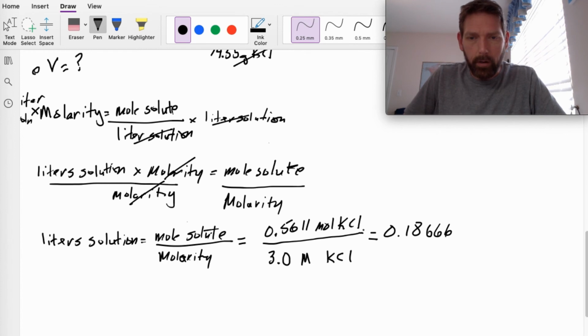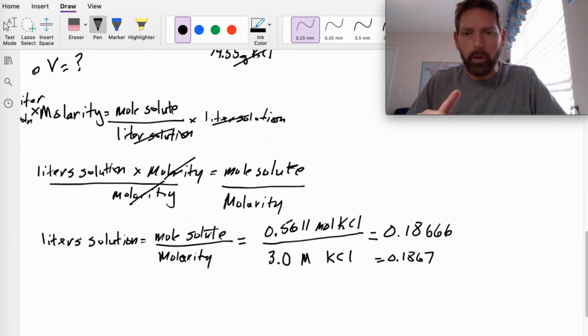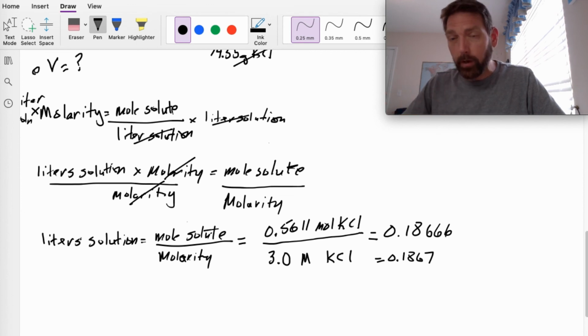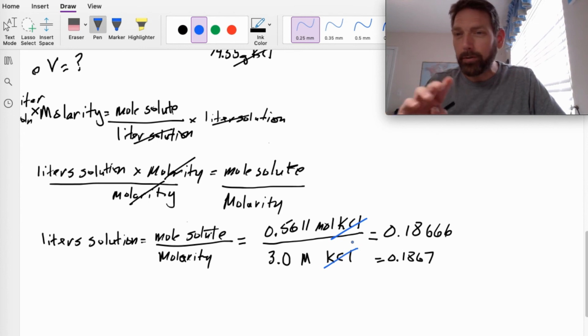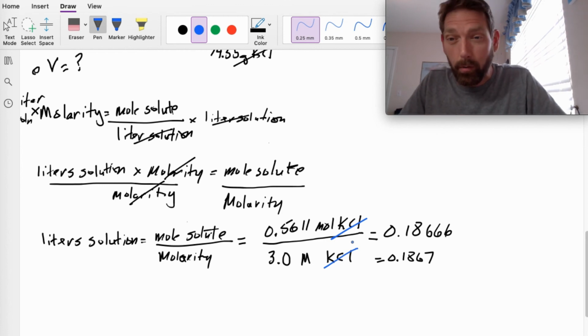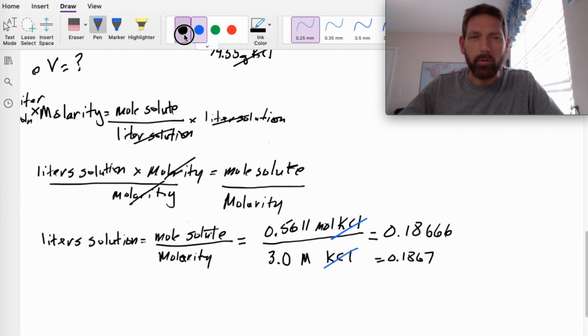And then of course, now this is going to give us 0.1867. There's our 4 sig figs. Now, liters of solution is what we're solving for. So when we're done, we need to have liters of solution. So you should be able to take a look at this and see that those 2 units, they're gone. See, it's all about the units. If you carry your units with you along the way, you'll never go wrong. All right, you'll never go wrong.